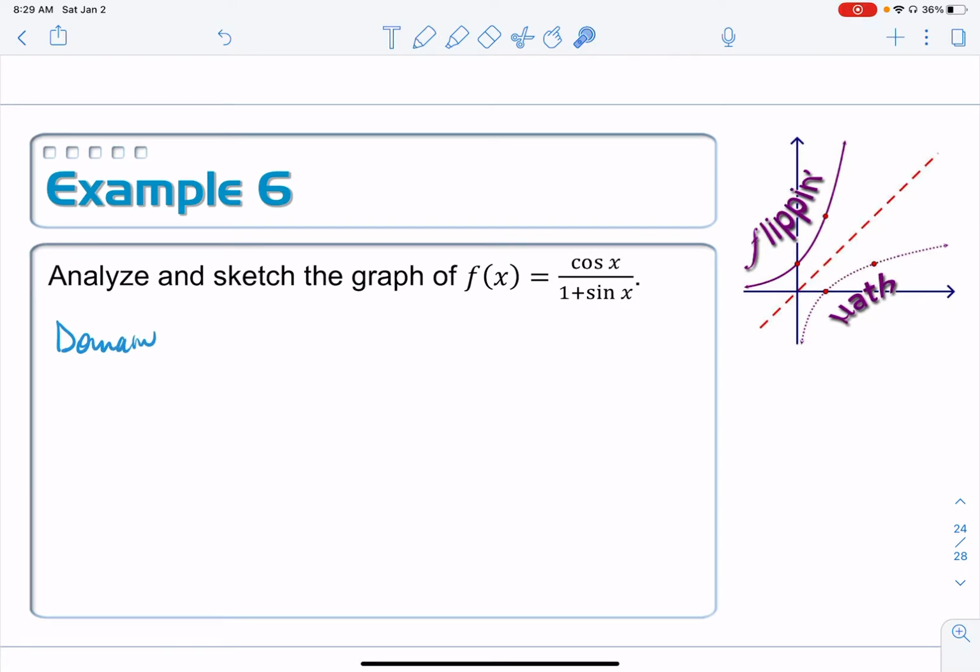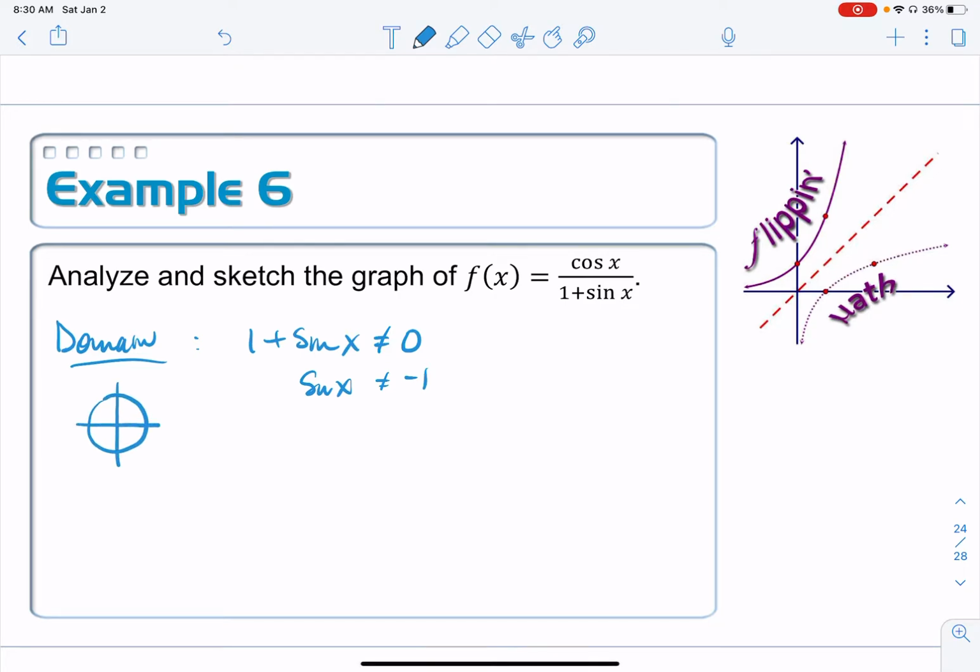Okay, cosine. Well, you can stick anything in for x that you want to for cosine. Same thing with sine, but since this thing is a fraction, we know that that denominator cannot be equal to 0. So to get our domain here, what we'll do is we'll just go 1 plus sine x is not equal to 0, and then solve that as if it's an equation. Sine x is not equal to negative 1, and then you can take the arc sine of this, but that's only going to give you one value.